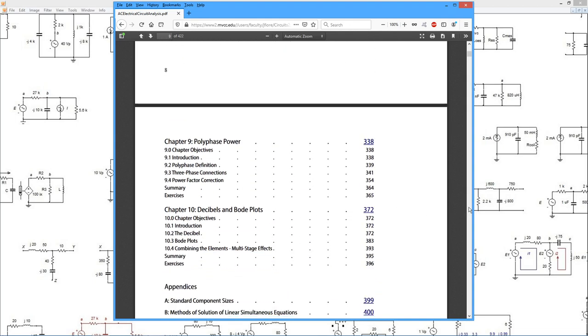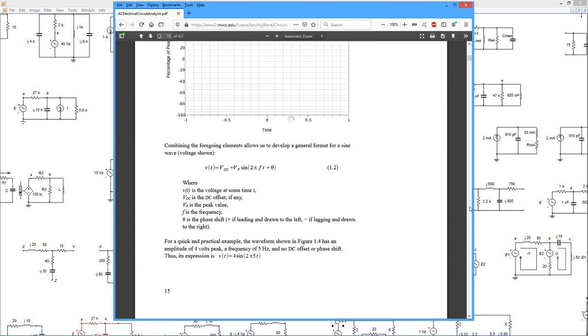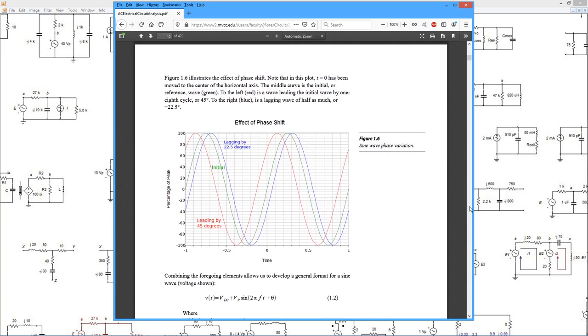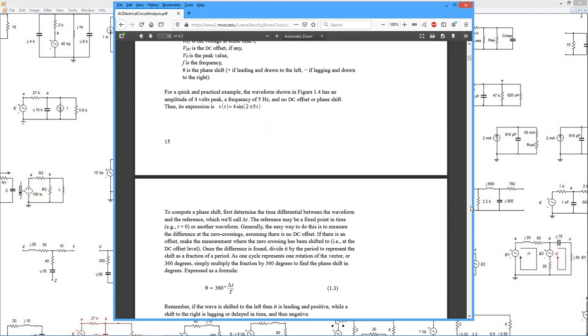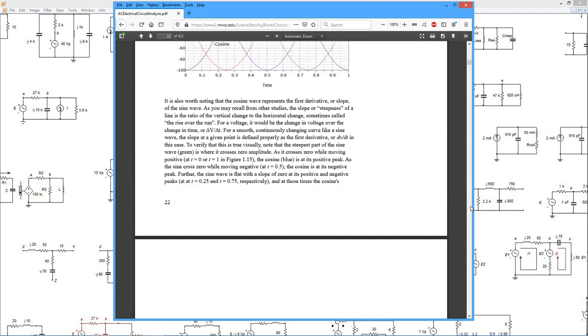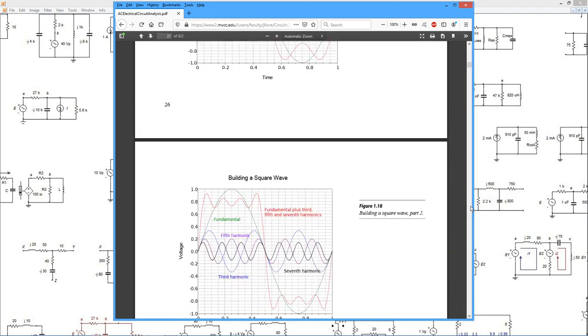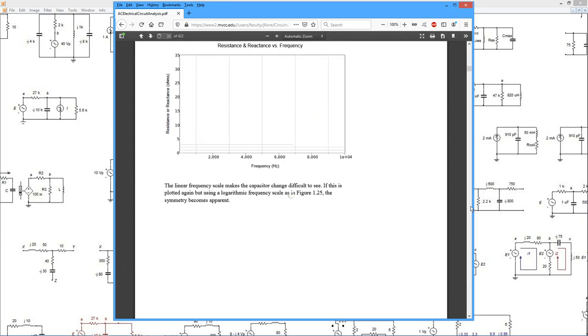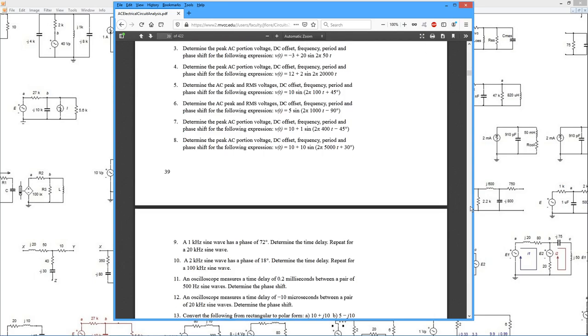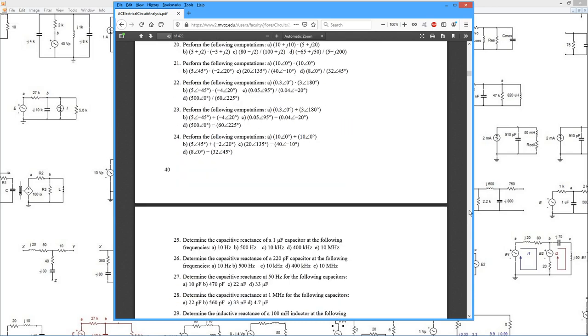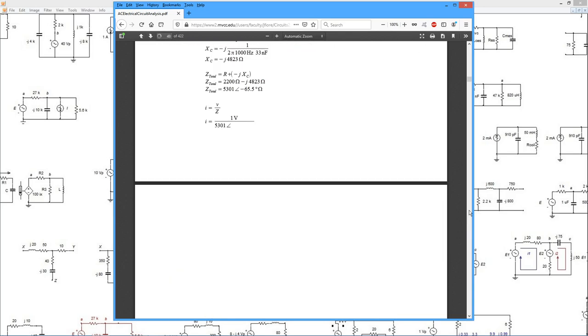Just moving through here rapidly, you can just see some of the things you're going to be looking at. Right? Description of sine waves, test equipment, Fourier series, reactance. All of these chapters have a large set of problems at the end.